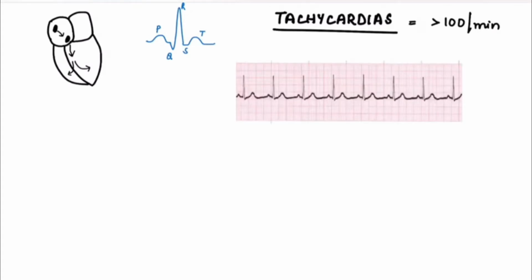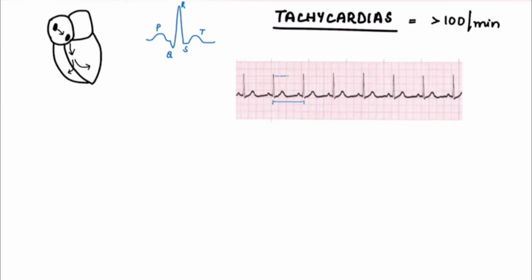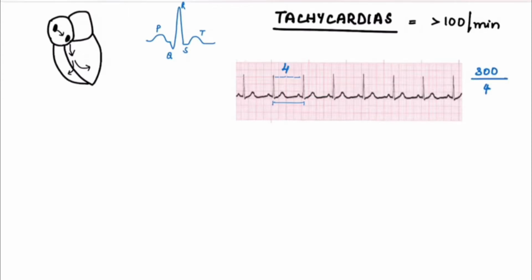Now tachycardia means the heart rate is more than 100 beats per minute. So how to see the rate in an ECG strip? Let's look at the strip. First mark the two QRS complexes and then count the number of large boxes present between them. In this picture there are 4 large boxes between the two QRS complexes. The rate is calculated by 300 divided by the number of large boxes between the two QRS complexes. So that gives 300 by 4, a rate of 75 beats per minute.